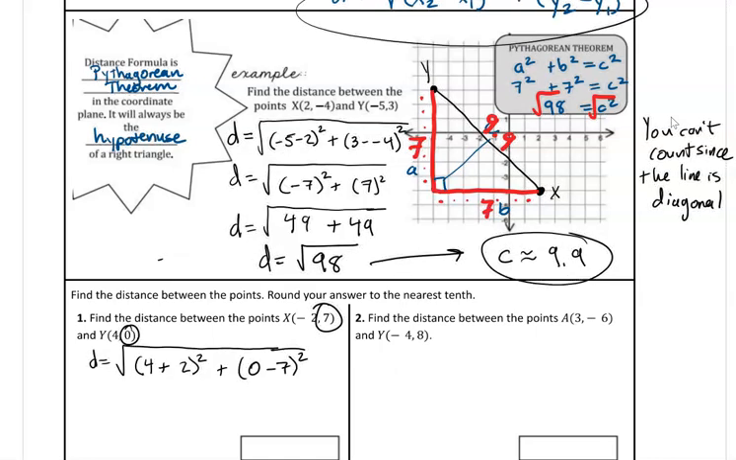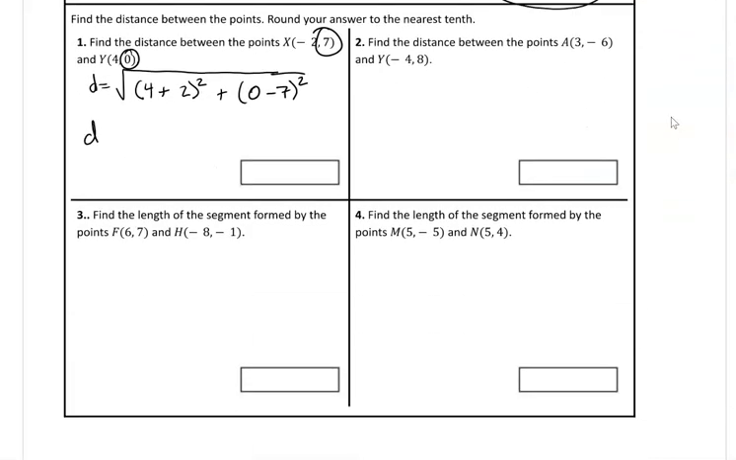Okay, so simplifying, we're going to get 6 squared plus negative 7 squared. 6 to the power 2, that's 6 times 6, that's going to be 36, plus negative 7 squared, that's negative 7 multiplied by negative 7, and so it's going to be positive 49. So D is going to be 49 plus 36, that is root 85.